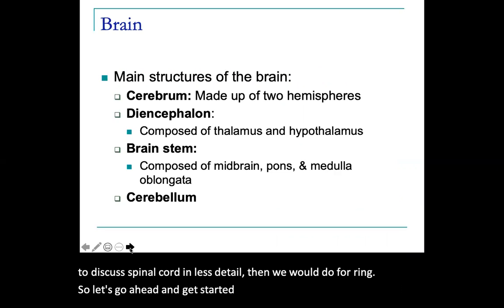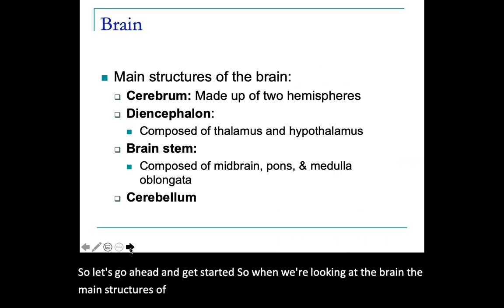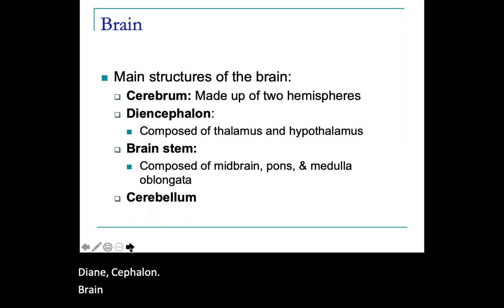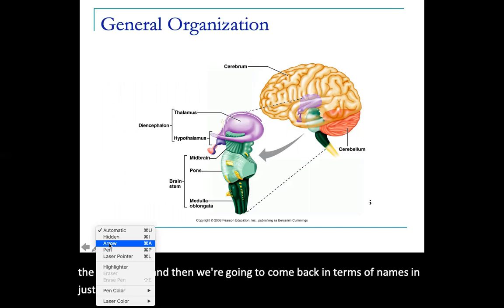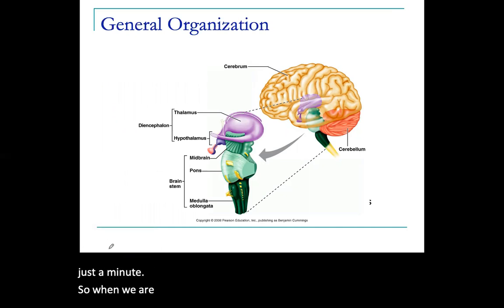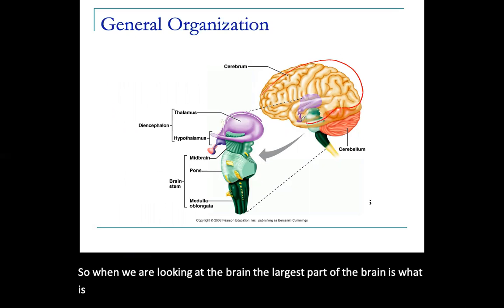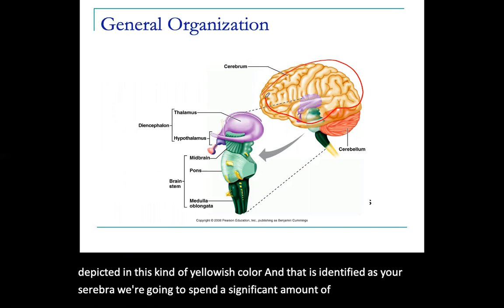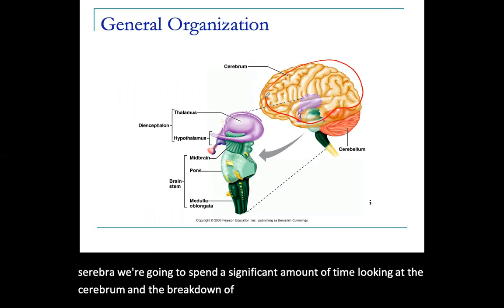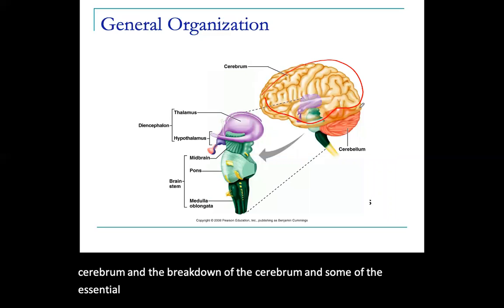So when we're looking at the brain, the main structures of the brain are identified as cerebrum, diencephalon, brainstem, and cerebellum. So I'm going to show you these structures on the picture first, and then we're going to come back in terms of names in just a minute. So when we are looking at the brain, the largest part of the brain is what is depicted in this kind of yellowish color, and that is identified as your cerebrum. We're going to spend a significant amount of time looking at the cerebrum and the breakdown of the cerebrum and some of the essential functions. In the posterior aspect of the brain, you have this orange structure, which is called the cerebellum.